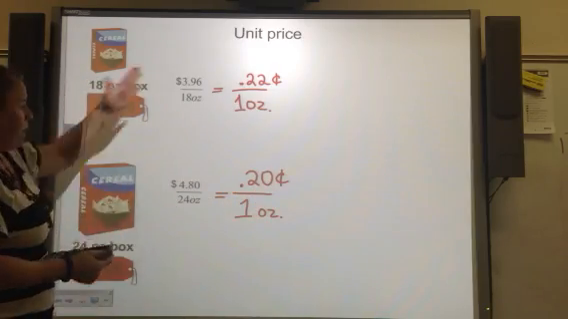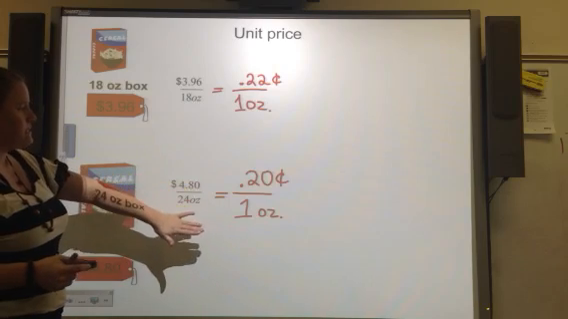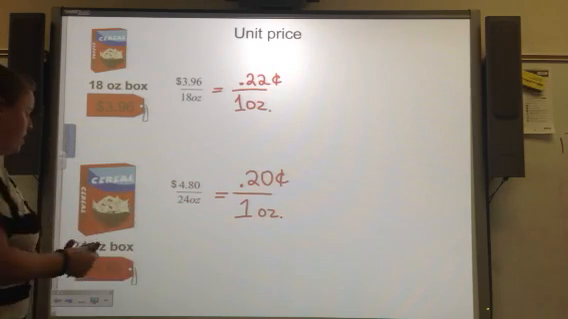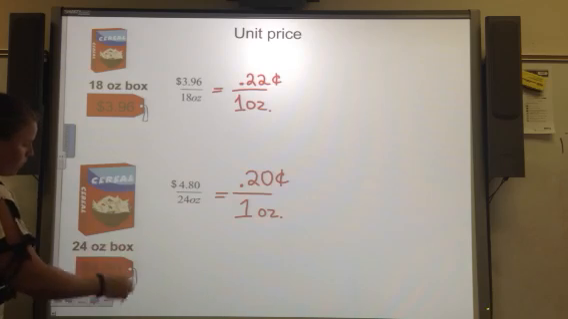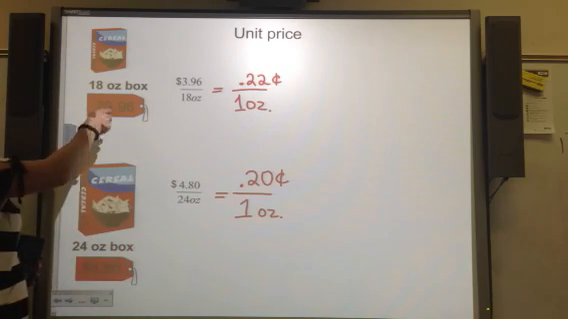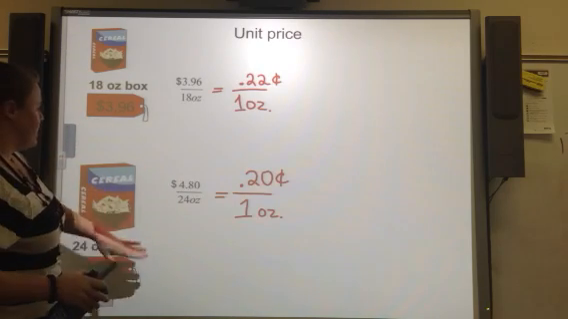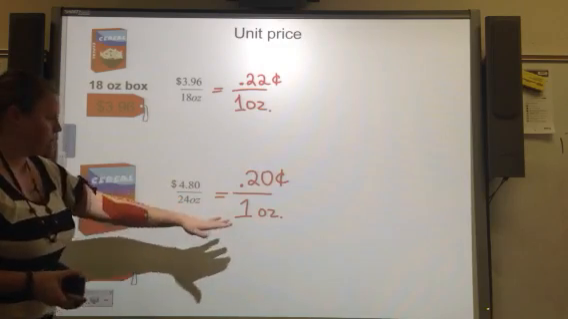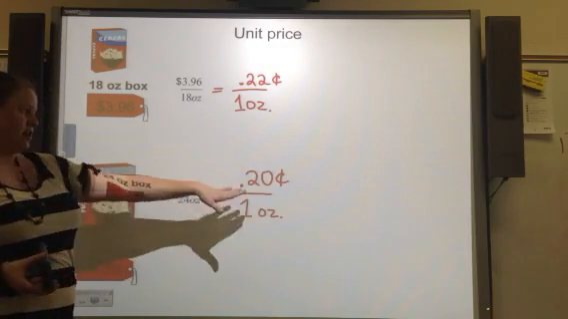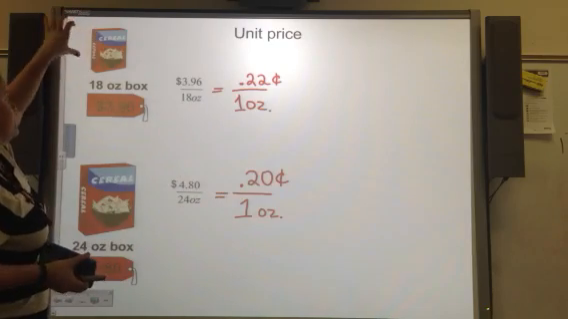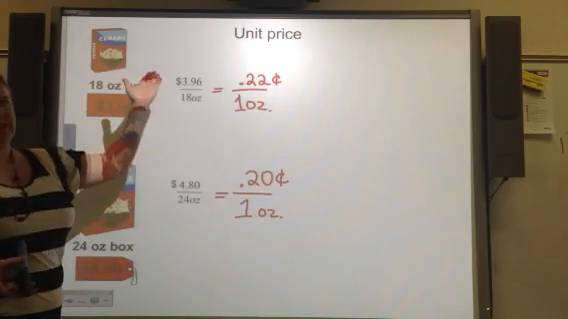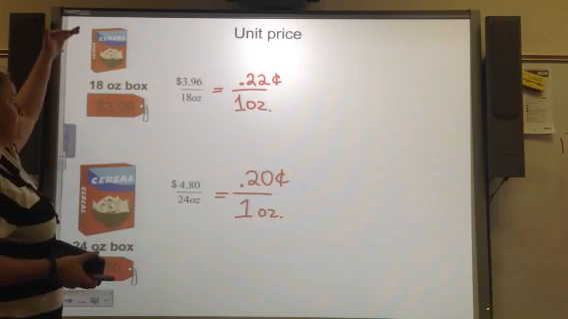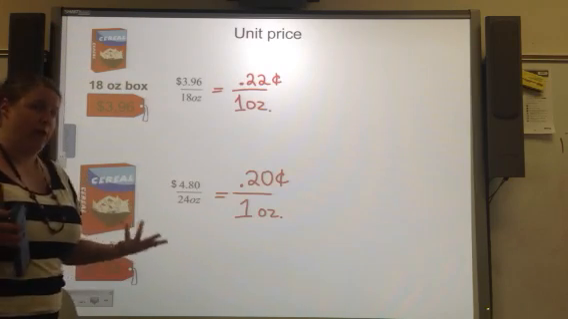So, with this information, you can see that purchasing the larger box of cereal might cost $4.80, and it looks like it's more money than this, but you're getting a better value per ounce of cereal. So for every ounce of cereal in this box, it costs 20 cents, whereas every ounce in this box costs 22 cents. And that might not be a big deal for you right now, but the more ounces that it is, the more money you're throwing away.